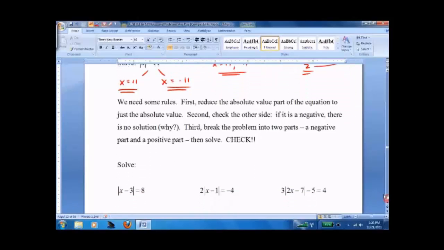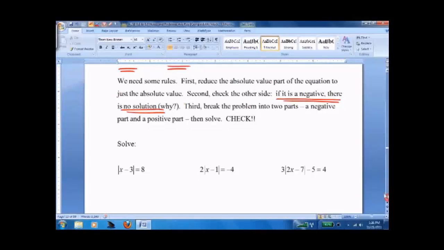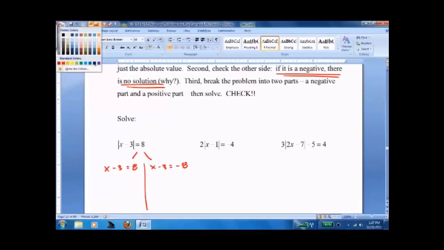The rules are here. An important part here, if an absolute value is equal to a negative, there's no solution. Why is that? I'll let you guys figure it out in a minute. So break it into 2. Leave the inside alone. And then go plus minus. So we went plus here, minus here.